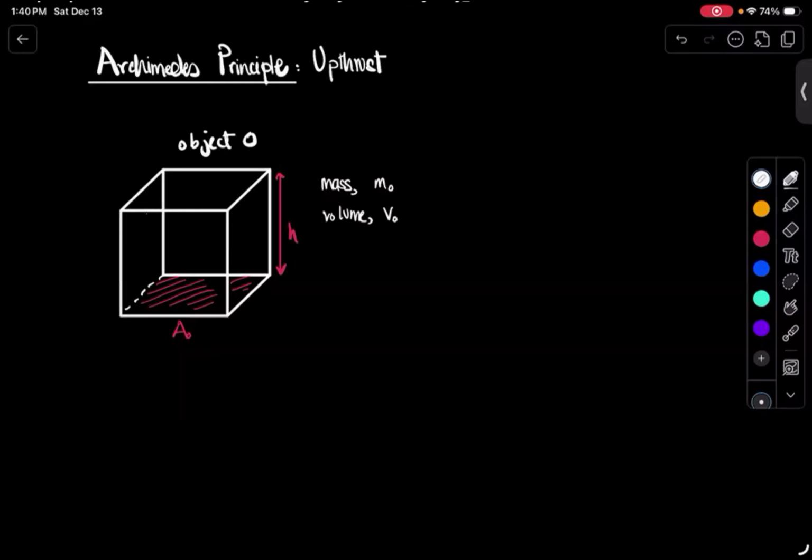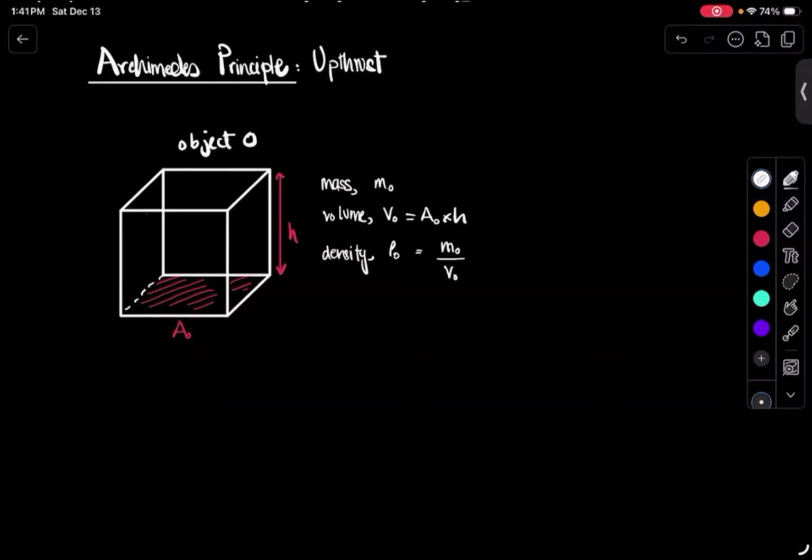And then it has volume V naught, which is basically equal to A naught multiplied by the height. Okay. And it has a density, which is equal to rho naught, which is basically the same as M naught over V naught, right? Mass over volume.